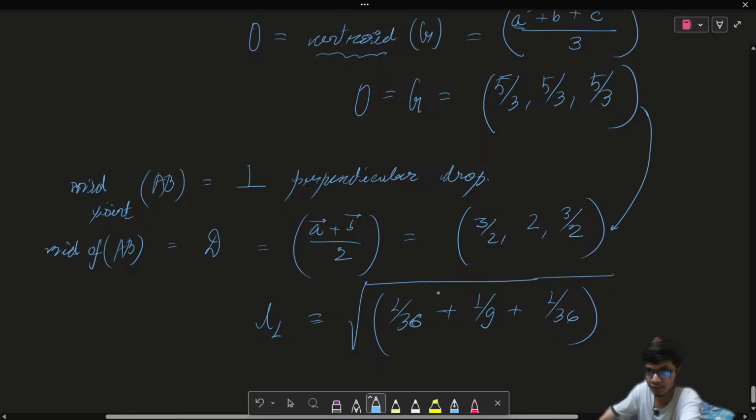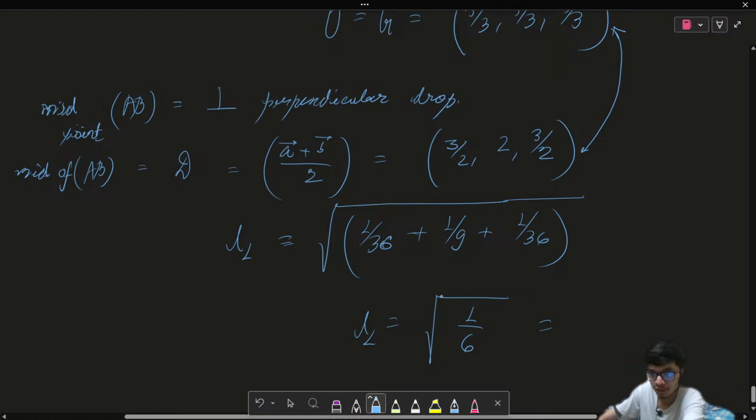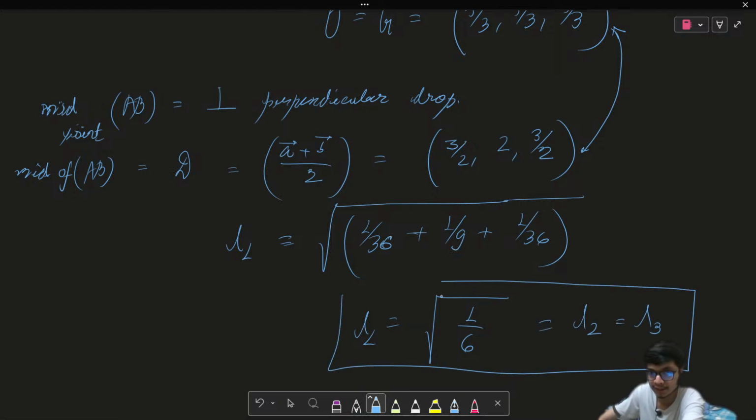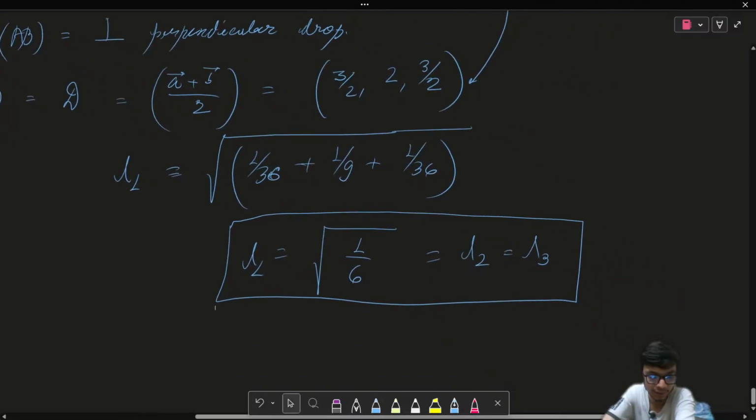Okay, so the subtraction of these two coordinates, and square of that. If you find this out, L1 is going to be equal to 1 upon 6, which is also equal to L2, which is also equal to L3. So L1, L2 and L3 are going to be the same.